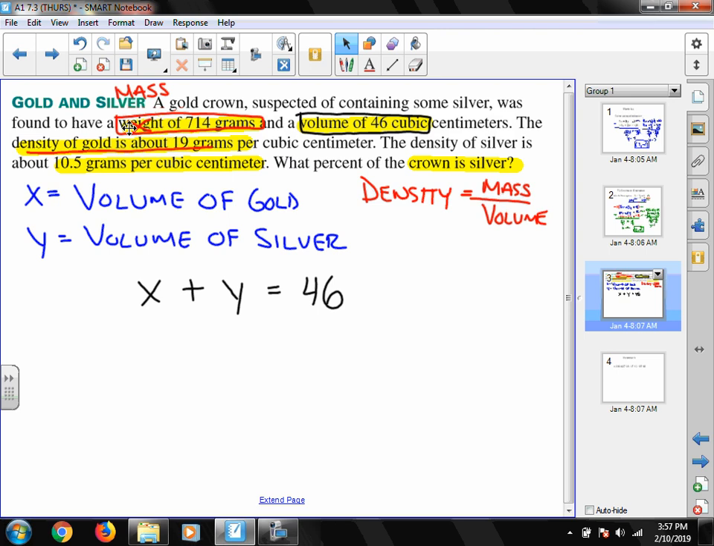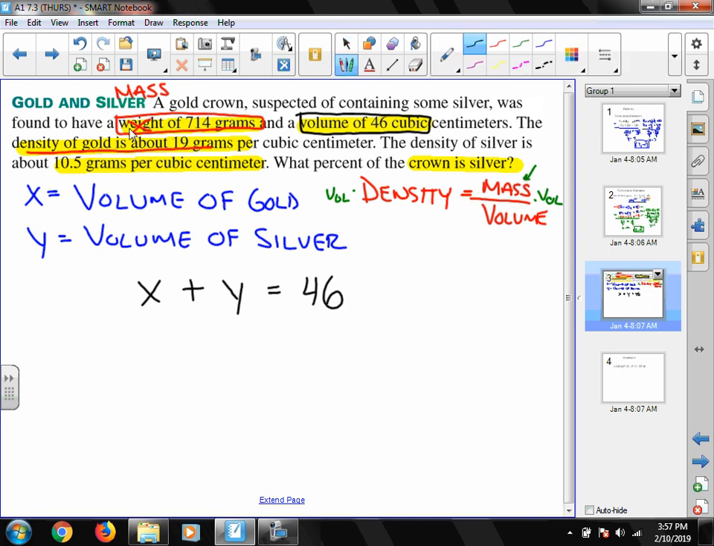So, to get to that mass, if I want to get this mass right here by itself, I can multiply both sides by volume. So if I have a density, I just multiply by the volume to get a mass. So what we can end up doing here is writing another equation.